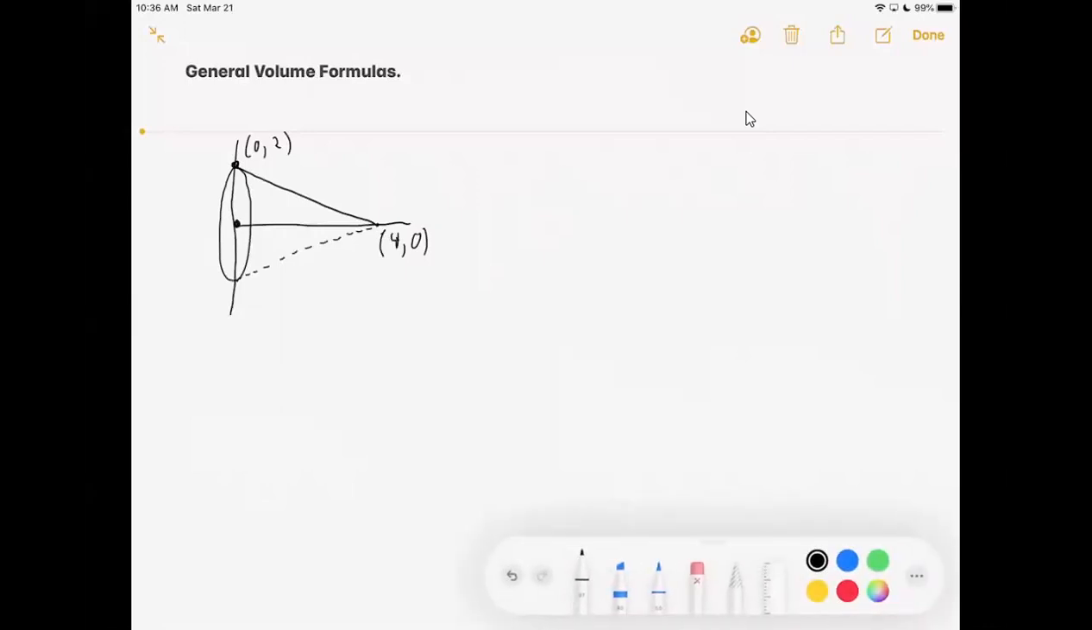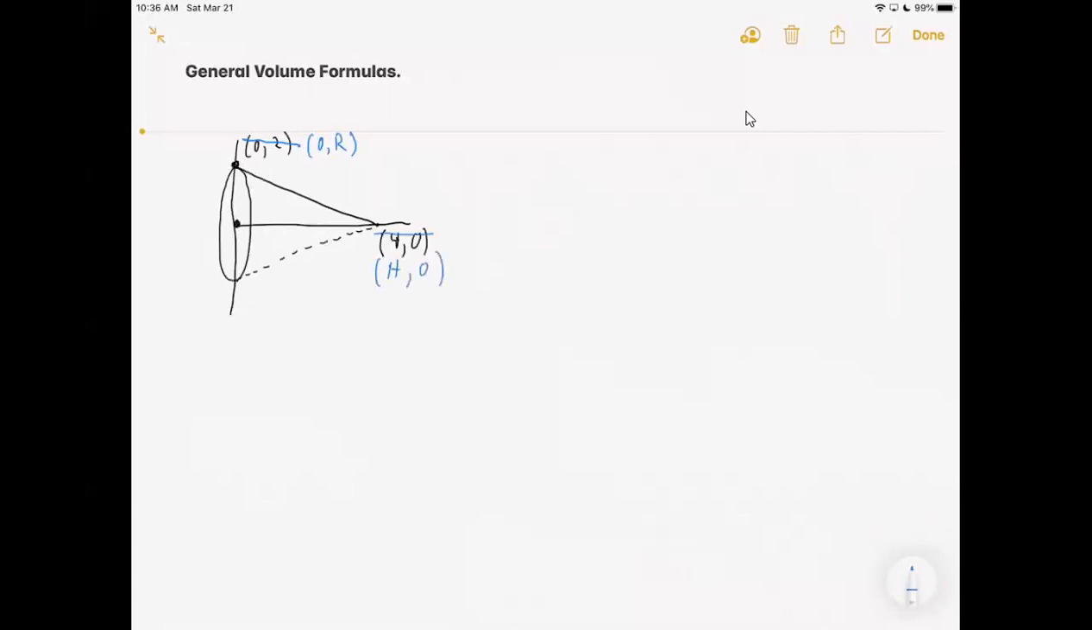But if I wanted to do this for all cones, instead of using 0, 2, I could say that that point right there was the point 0, r. So it would work for any radius. And instead of using 4, 0, I could put in that this is the height of the cone, h, 0. So it's a cone on its side. And then I would be able to get the volume of the cone. Likewise, I could do a similar thing if I wanted to do a sphere.